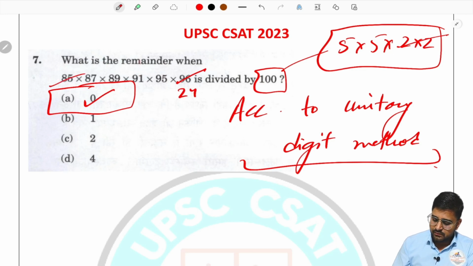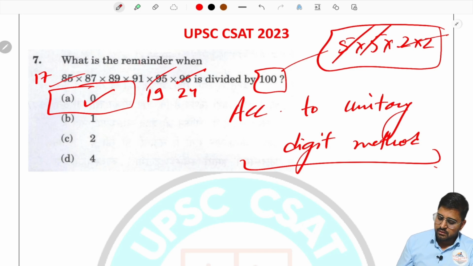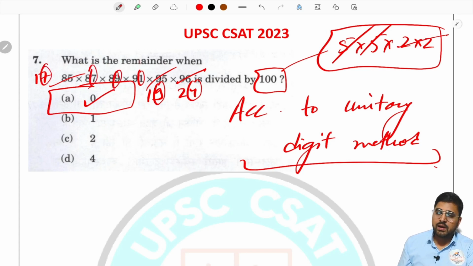write it. 5 ones are 5, 7 are 5. Again here, 5 ones are 5, 9 are. Now by the unit digit, you can multiply all of them, and you have the answer. Okay, I hope I am clear on it. Let's move to the next question.